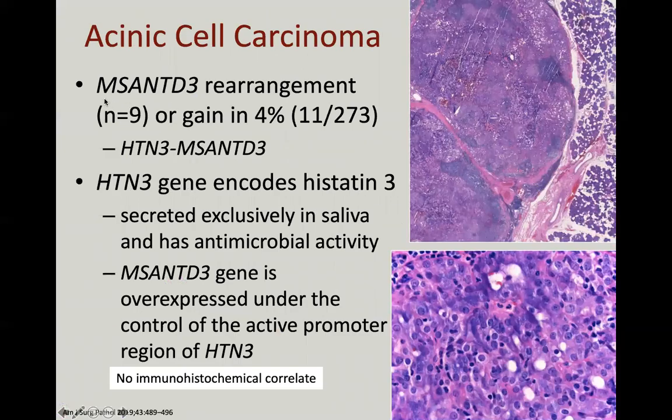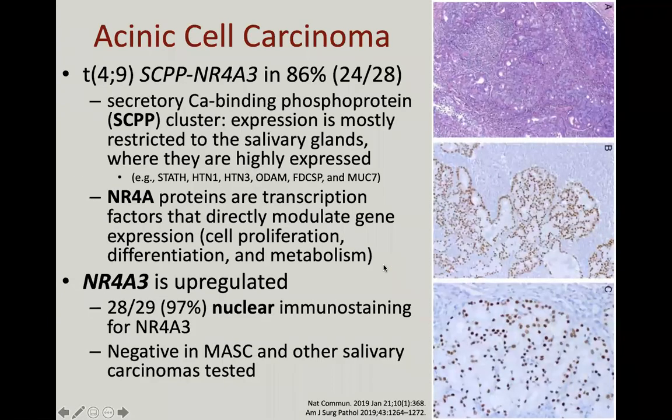Acinic cell has been shown in a small percentage of cases to have MSANTD3 rearrangement or gain. This encodes a gene called HTN3, so that's the partner of MSANTD3, that is secreted exclusively in saliva. So interesting, a gene that's very specific to a salivary type of lesion. It's thought that the MSANTD3 gene is overexpressed under the control of the HTN3 promoter. This is so new, there's really no immunohistochemical correlate yet, but this is out there.